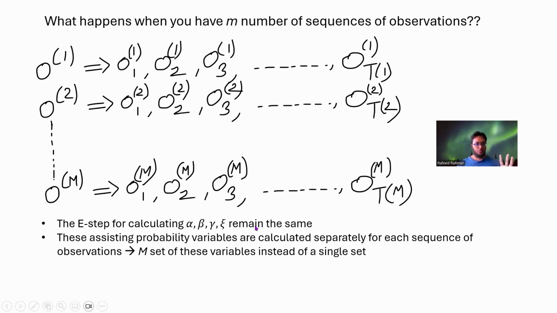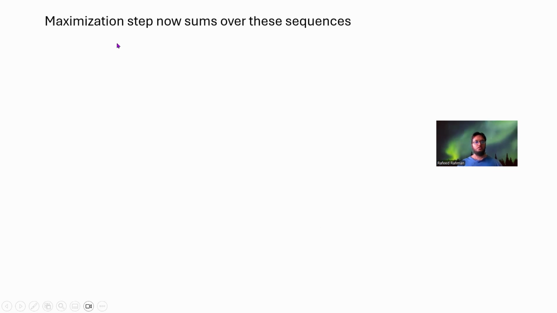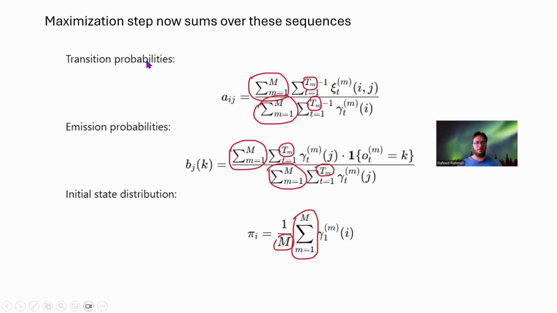Okay. Now that you know how to get the E step, let's talk about the M step, or the maximization step. So in the M step, you now have to do summing over the sequences. That is the only difference. So let me explain how. So you see this formula. In the transition probabilities, I have marked the changes. So instead of just putting this part, you also have to sum over all the sequences now, which is pretty natural, both in the numerator and the denominator, for both the transition probability and the emission probabilities.